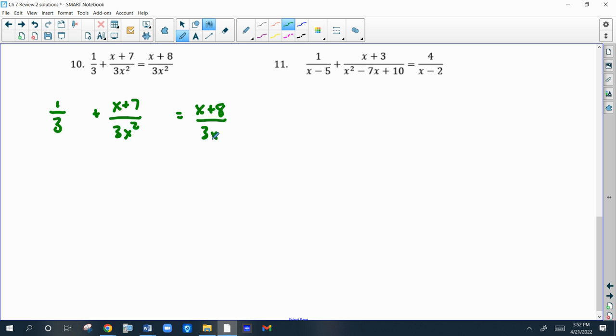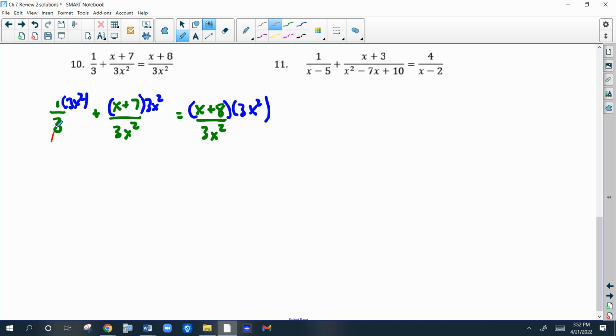So as I said, we're going to multiply every single fraction by 3x squared. So right here, times 3x squared. This times 3x squared. This times 3x squared. So I just basically multiply both sides of the equation by 3x squared, which you're always allowed to do. Now cancel all the denominators.